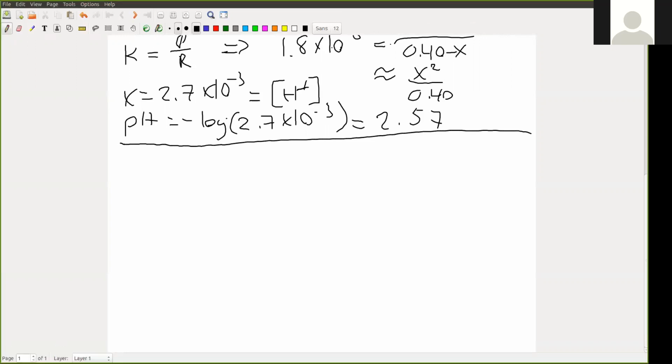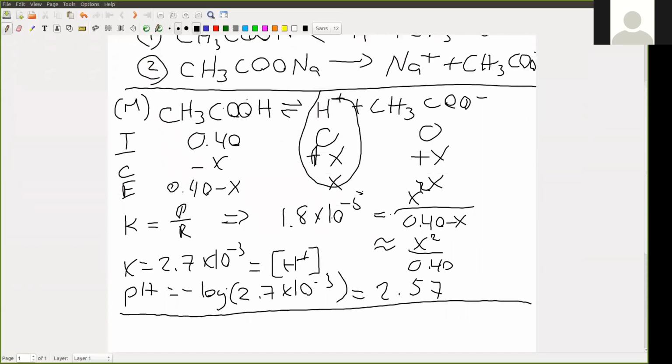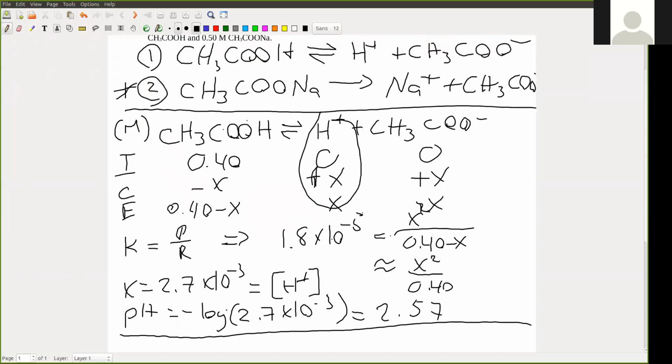So the main thing that's going to happen if you include a common ion is that our sodium acetate from equation 2 up here, we start off with 0.5 molar, and it's going to completely break up. So that will go to 0, and we will end up with 0.5 molar of sodium and 0.50 molar of acetate ion.